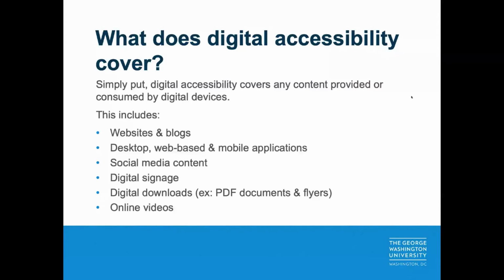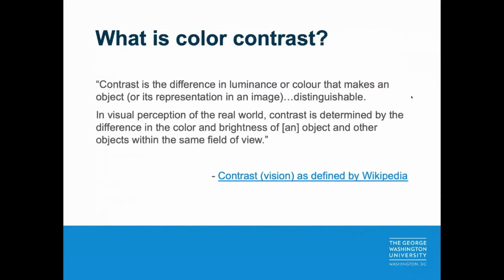So speaking specifically about color contrast, as defined by Wikipedia, contrast is the difference in luminance or color that makes an object or its representation in an image distinguishable. In visual perception of the real world, contrast is determined by the difference in the color and the brightness of an object and the other objects within the same field of view. So basically what that's saying is, how easily can you tell one object from another when they are against the same background and foreground.